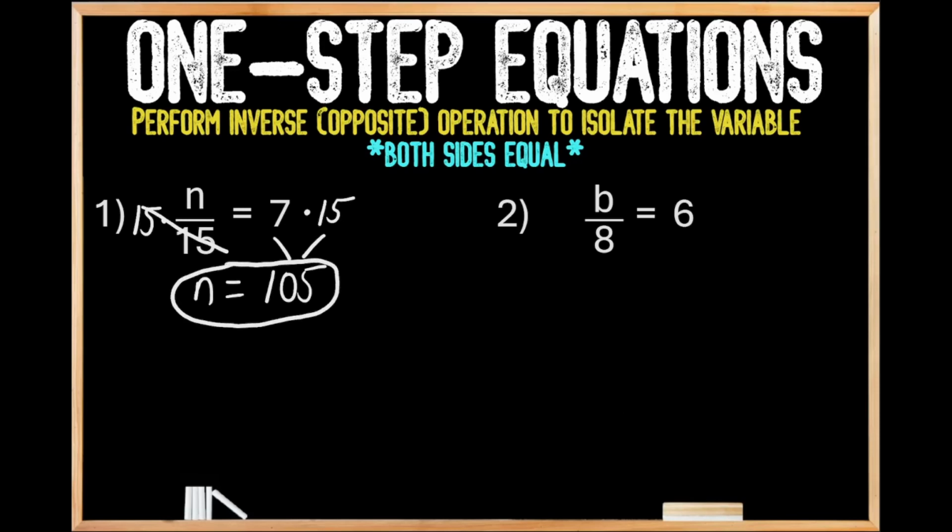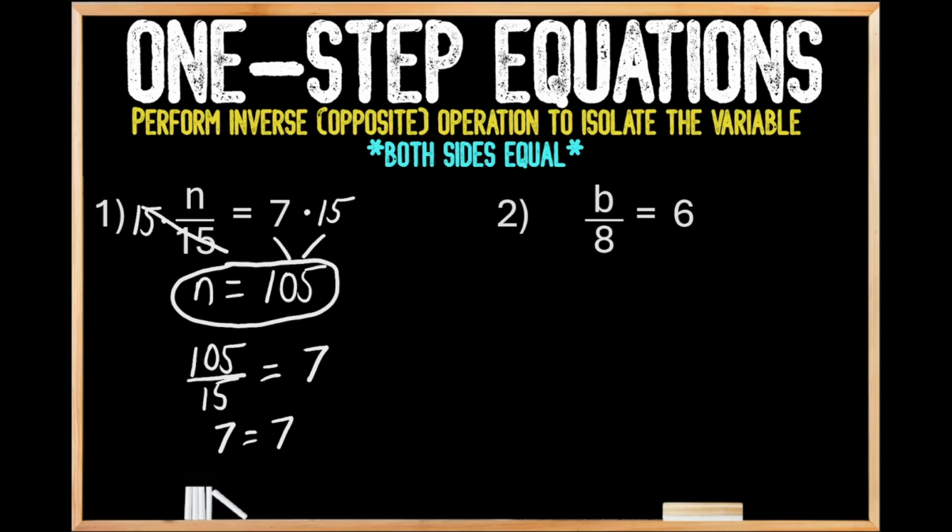And if we want to double check just to make sure that we have the right answer here, we're simply going to plug in our results for n and see if we get the same answer. So we have 105 being divided by 15, and that should equal 7. Well, when we divide 105 by 15, we get 7, and since both sides of the equation are equal, that means that we in fact have the right answer. N is equal to 105.